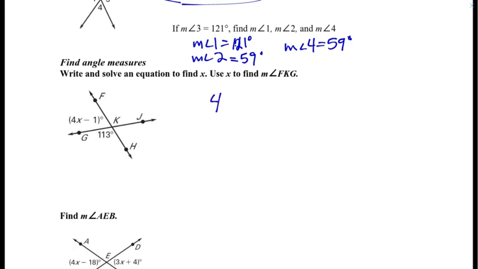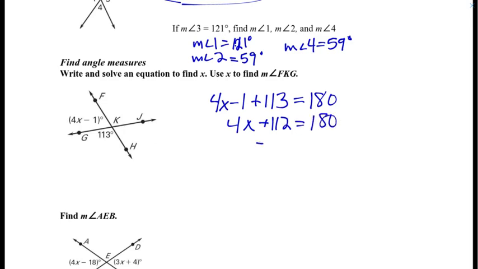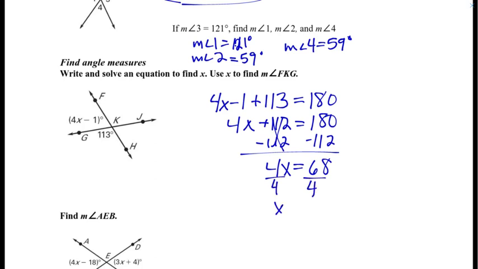So I'm going to take my first angle, which is 4x minus 1. I'm going to add my second angle, which is 113. And I know that their sum must be 180 degrees. At this point, I just need to solve that two-step equation. So I will combine like terms first right here, and then subtract the 112 from both sides. And then lastly, dividing by 4 gets me an x value of 17. So I know that x is 17.